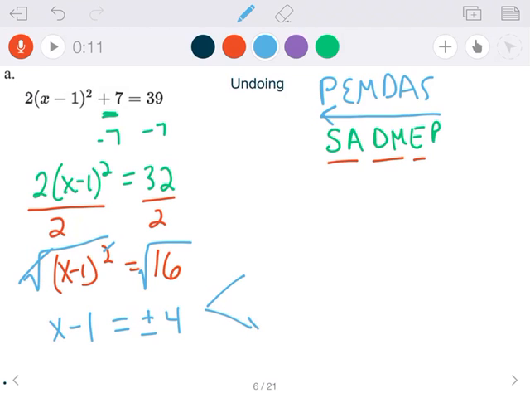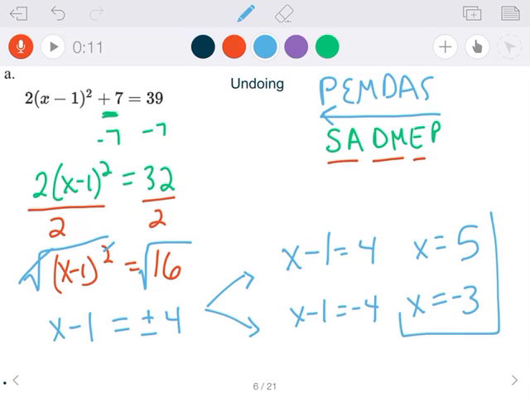So then I write my 2 expressions, x minus 1 equals 4 and x minus 1 equals negative 4. And I solve those, which means x equals 5 and x equals negative 3. You'll see we have the same answers from both, 2 different strategies. As long as you're making legal moves and you're doing things in the legal order, then either one will work.